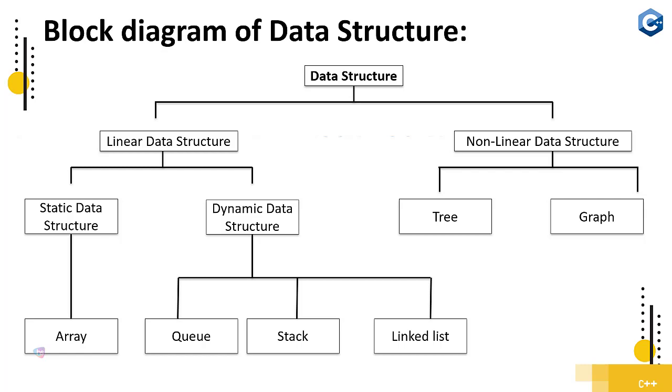Data structures we can basically divide into two categories: linear data structure and non-linear data structure. Linear data structure comes under static data structure and dynamic data structure. Static data structure is the array, and dynamic data structures are queues, stack and linked list. Non-linear data structures are trees and graph. According to your business requirement, when you are trying to make an app or project or desktop application, you need to plan the data structure for your app. This is very essential.